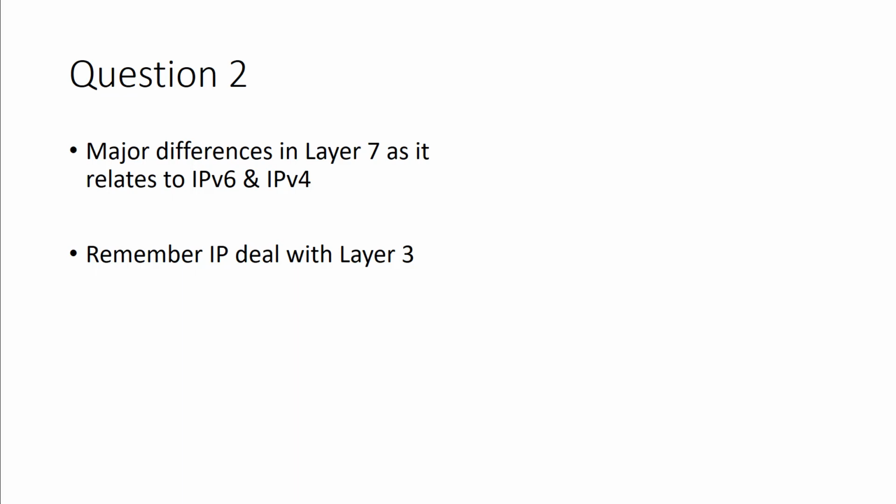When you're looking at differences at layer 7, that's going to be data. IPv4 and IPv6 doesn't matter because IPs are at layer 3. The higher level layers don't concern themselves with IP routing or the network functionality. That's what layer 3 is for. So again, if you get a question about what the major differences in layer 7 are as it relates to IPv6 and 4, there is no difference at layer 7. The difference is at layer 3.